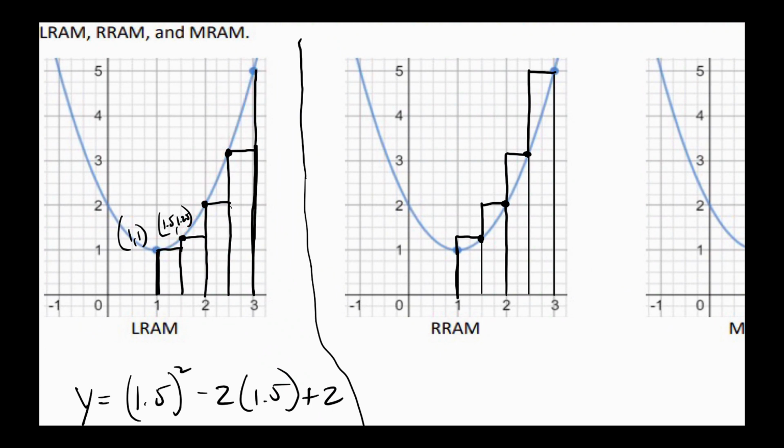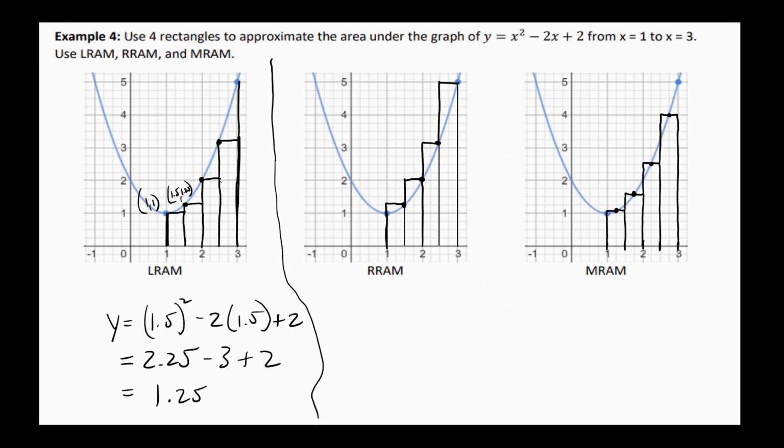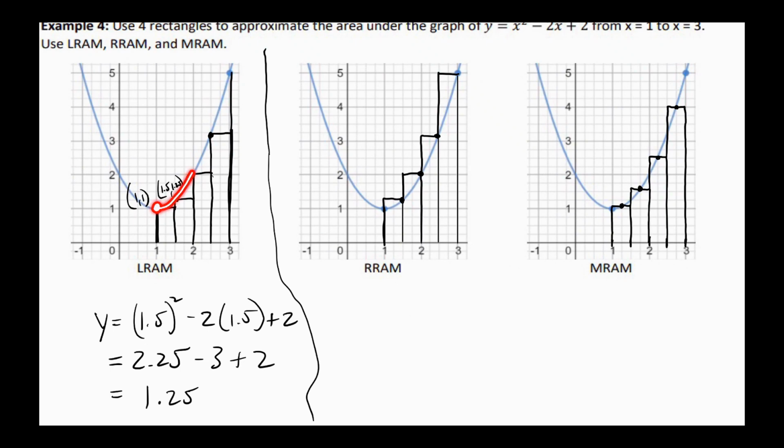Because it'll ask you, is it overestimate or underestimate? Why is it? Well, because if it's increasing, L is going to be an under. R is going to be an over. Tomorrow we'll find out what M is. Is M a better estimate? Is it a worse estimate? What will it be? Okay. So one more time, if the function is increasing from the bounds, LRAM is going to be an underestimate, RRAM is going to be an overestimate.